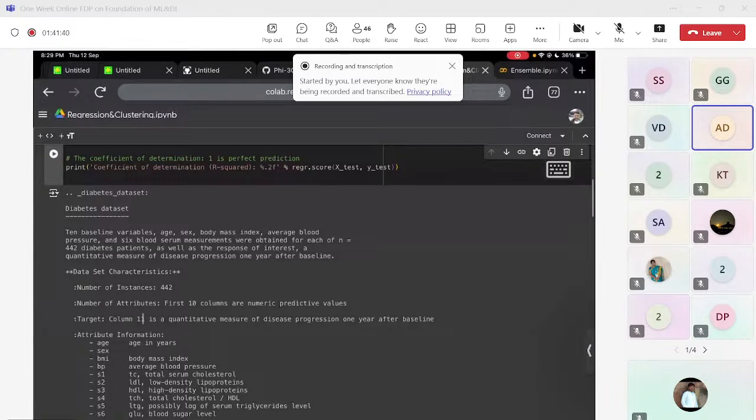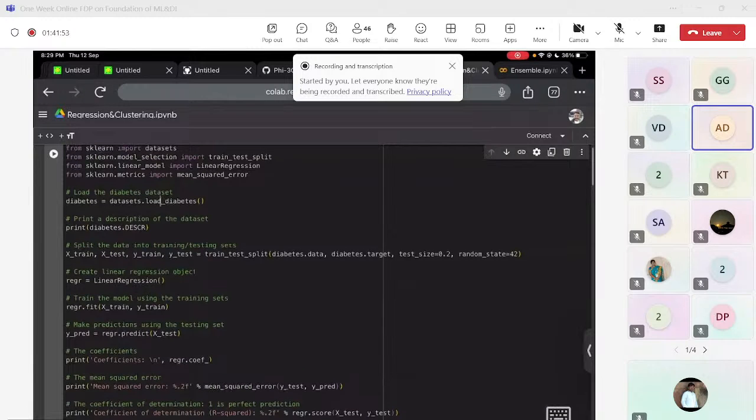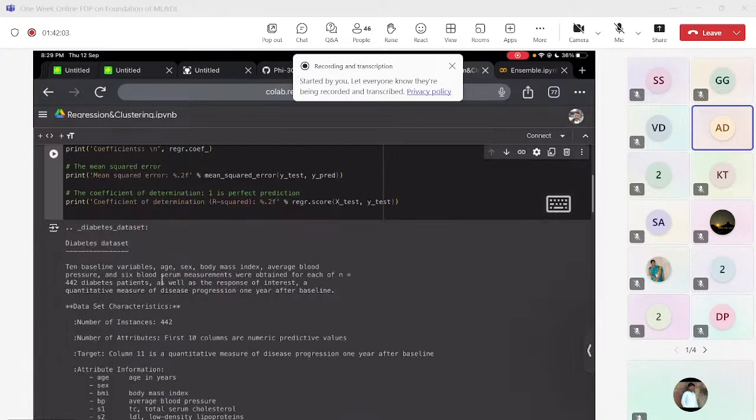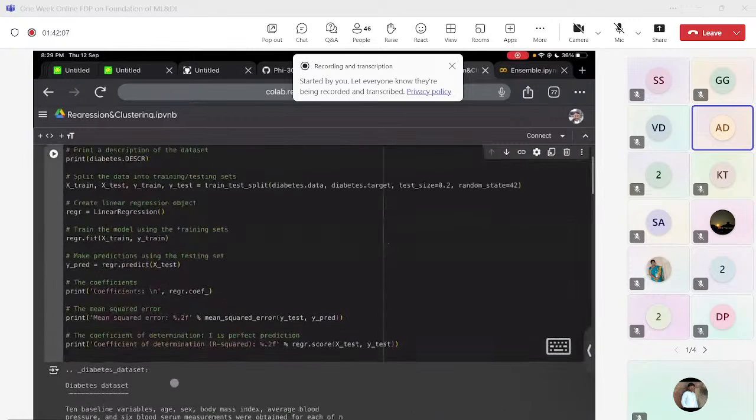It's not a single class or something. It's not whether he has diabetes or not. It's a quantitative measure of how much diabetes progression has happened in 1 year. That is your task over here. All of the processes are the same again. Load the data set, dataset.DESCR, this particular word, right? It's a short form for describe. It will basically give you this description that we saw. It will describe entirely what the data set is.